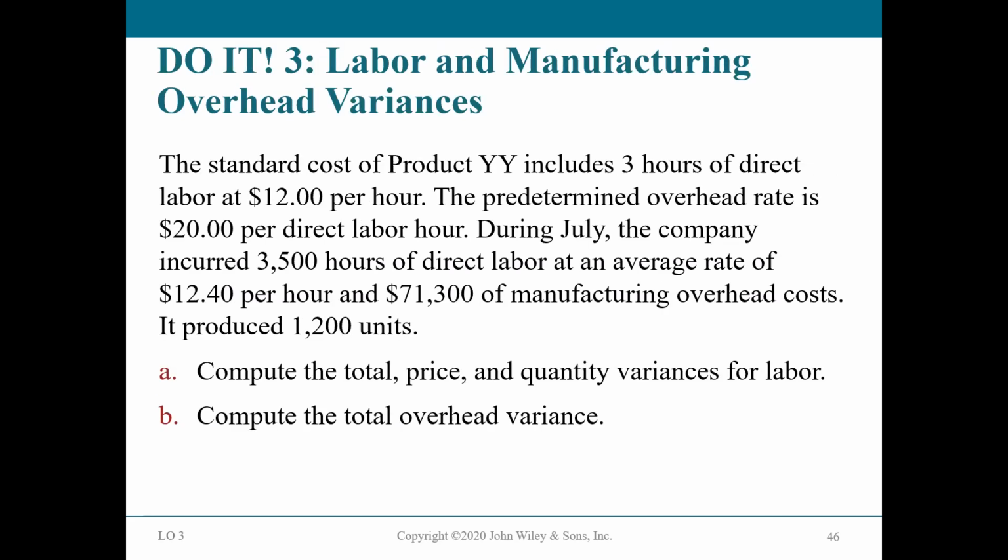Little example then. Let's look at the standard cost of product YY, which includes 3 hours of direct labor at 12 bucks an hour. The predetermined overhead rate is $20 per direct labor hour. During July, the company incurred 3,500 hours of direct labor at an average rate of $12.40 and $71,000 in manufacturing overhead costs. And it produced 1,200 units. So the first step is we're asked to compute the total price and quantity variances for labor.